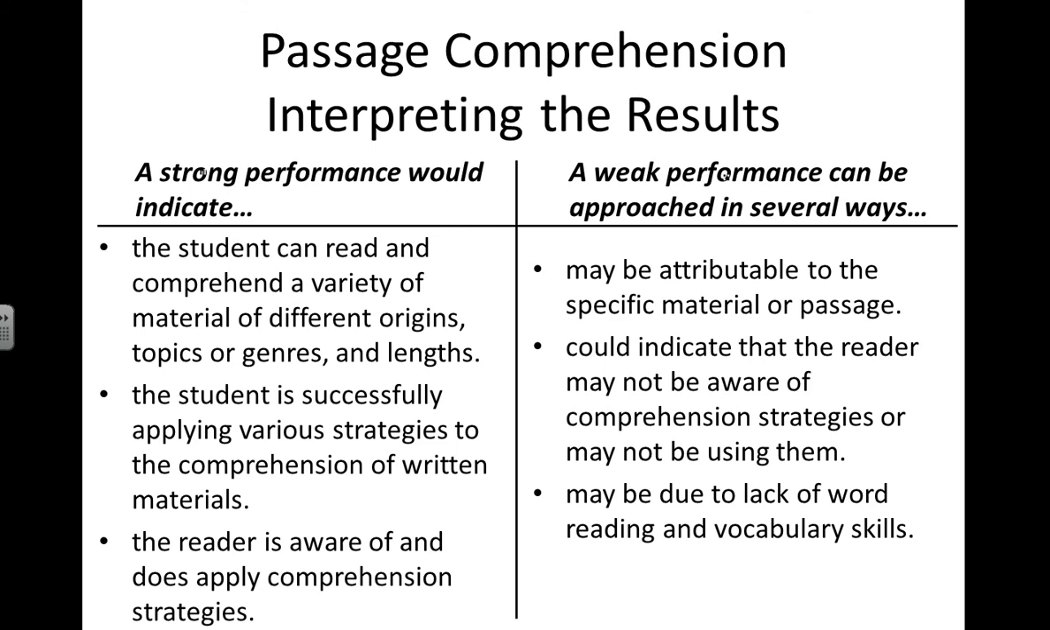A weak performance would indicate that the reader may not be aware of comprehension strategies or may not be using them. An analysis of item type can be key to both understanding why the student had difficulty with the subtest and knowing how to help the student.